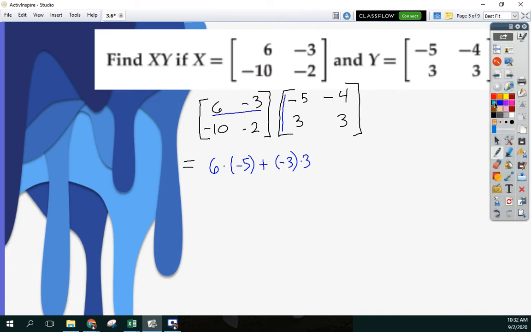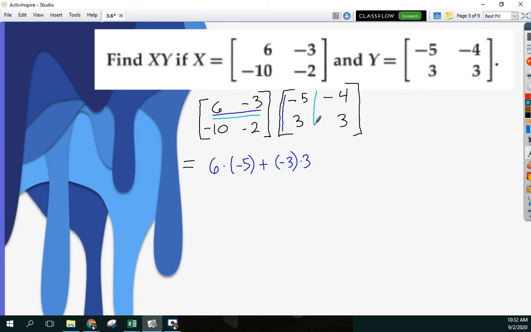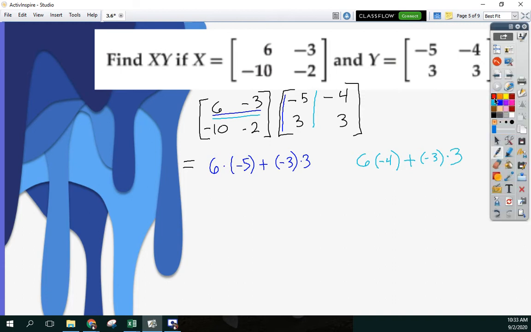Moving on, we need to do that same process, but now with our second column in our second matrix. So again, we're going to do 6 times, this time we're using the negative 4. We're adding, going across our first to the negative 3 again, down our second to the 3. Okay, and we'll simplify that here in a second, but like I said, I want us to see where all the numbers are coming from. And again, we would continue that process if we had any more columns, which we don't, so that's going to be it for right now.